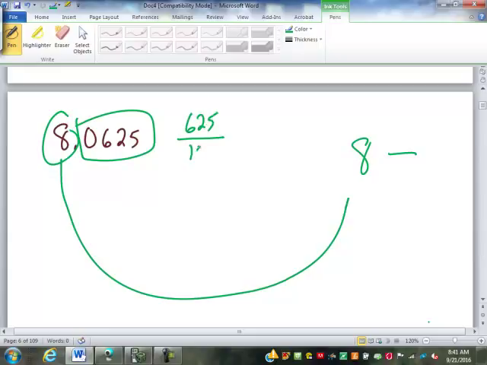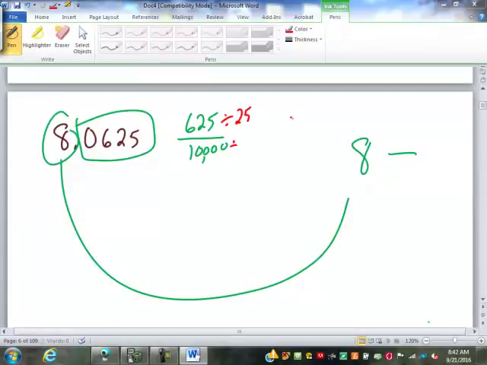625 over 10,000, both of which can be divided by... Not 625, no. 25 though will work. There's one larger number, but I'll show you that in a second. So that's going to be 25 over 400.